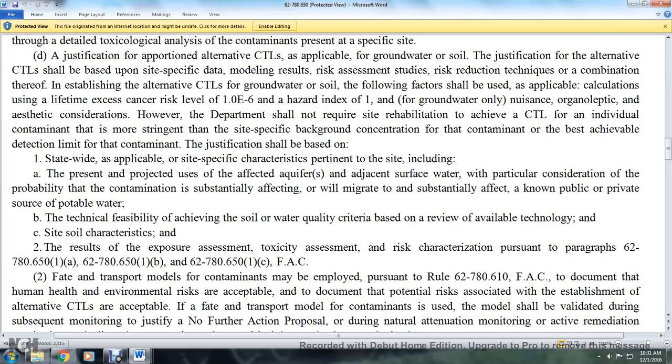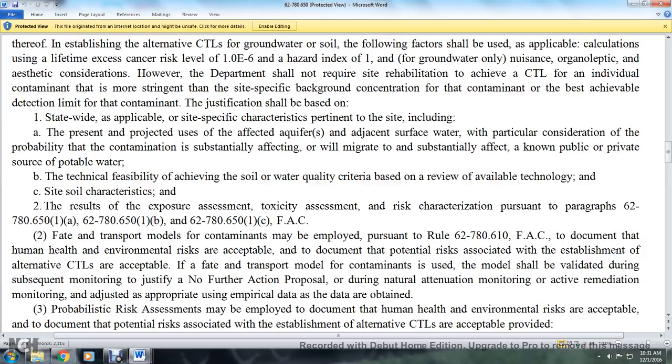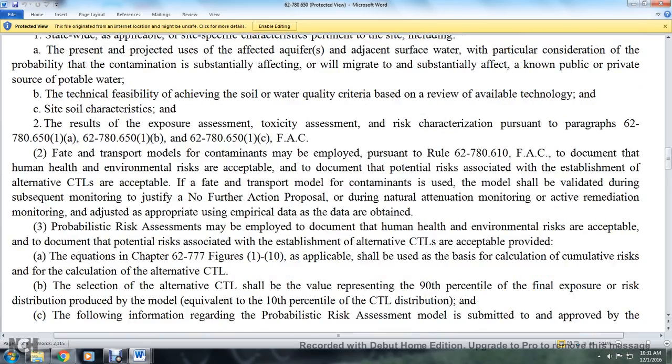The use of the model is validated during the subsequent monitoring, justifying a no further action proposal during the natural attenuation monitoring or the active remediation monitoring. It is adjusted and appropriate using empirical data obtained. Probabilistic risk assessment must be employed to document that human health and environmental risk are acceptable, and to document the potential risk associated with the establishment.